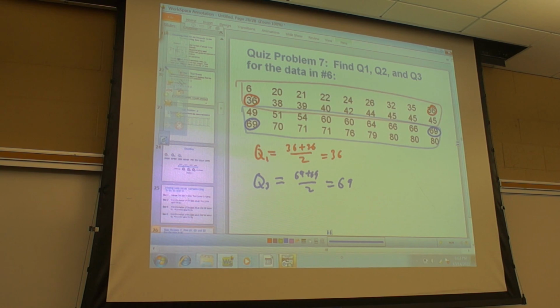Now for the whole thing, I need to take the top of this bottom half, 45, and the bottom of the top half, 49, and average those two. So Q2 is going to be 45 plus 49 divided by 2, 47. If you're still a little lost in this one, we're going to do some more problems. Hopefully that'll make more sense. But I think something like this will be on your homework, so I wanted to throw one by you guys, folks.